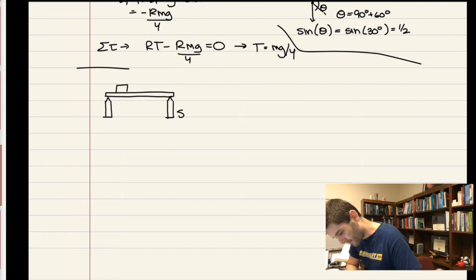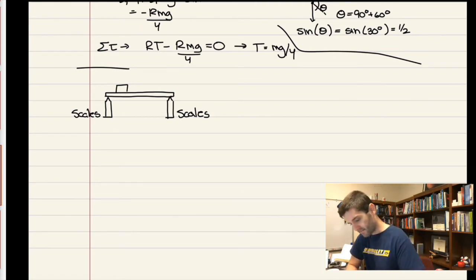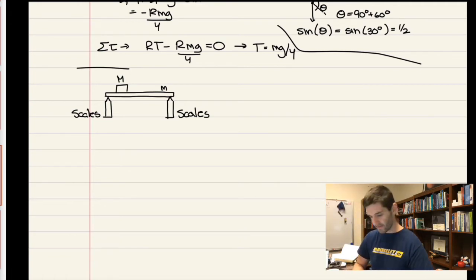Suppose you have two scales, and they are supporting a beam of wood that has some mass little m. And on top of that beam is a box of mass big M that is not perfectly at the center, but is slightly off center. And the beam is of length capital L.